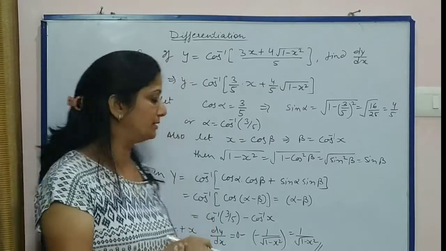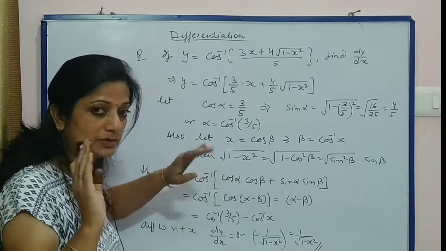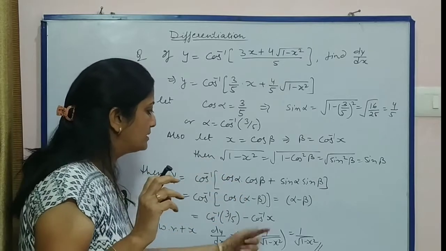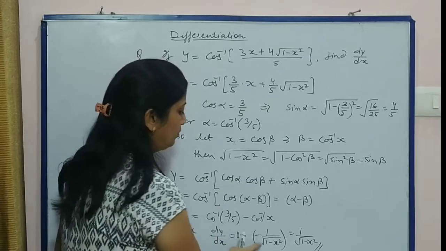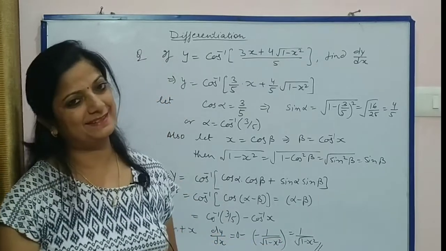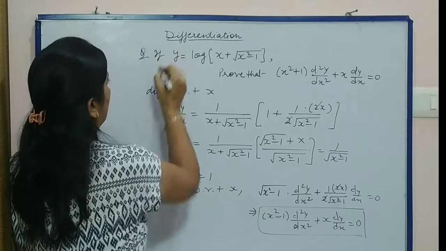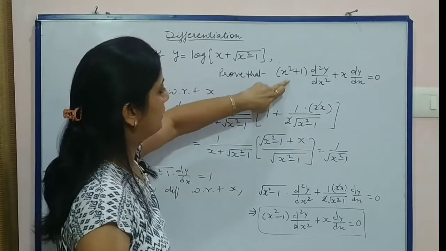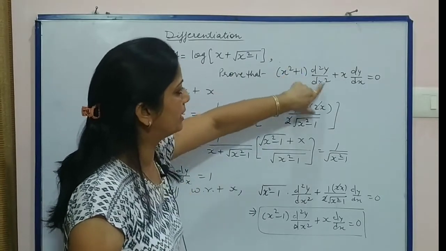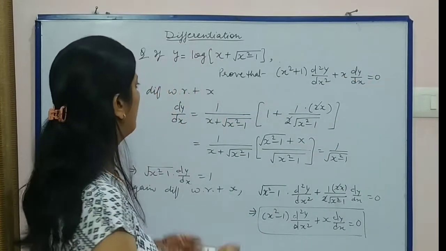Now we differentiate this. dy by dx: derivative of constant is 0, minus, formula for this, minus 1 upon under root 1 minus x square. Minus minus becomes plus. Now next one is, if y equals log(x plus under root x square minus 1), prove that (x square minus 1) into d2y by dx2 plus x dy by dx equals 0.